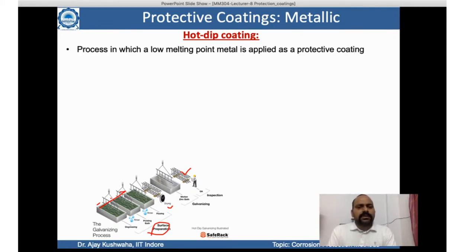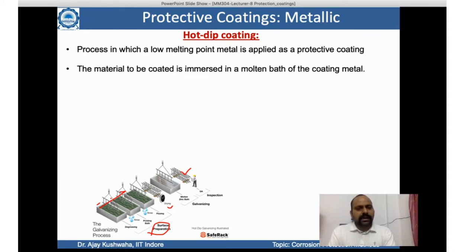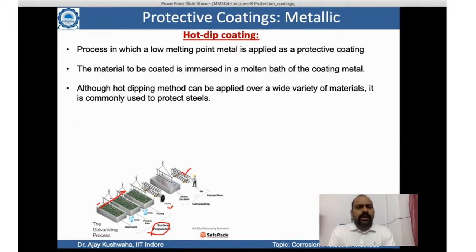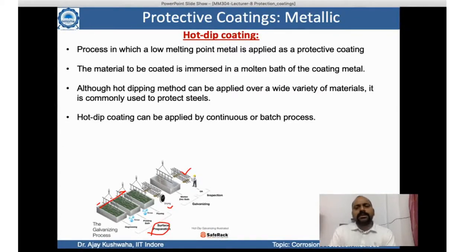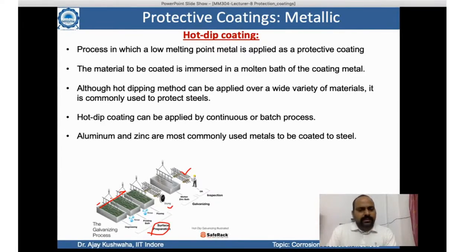The process in which a low melting point metal is applied as a protective coating. The material to be coated is immersed in a molten bath of the coating metal. Although the hot dipping method can be applied over a wide variety of materials, it is commonly used for protection of steel. Hot dip coating can be applied by a continuous or batch process, maybe one by one, otherwise we can make batch and batch. So both are possible.